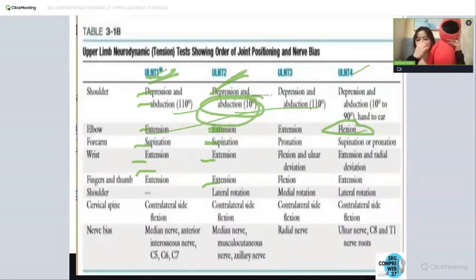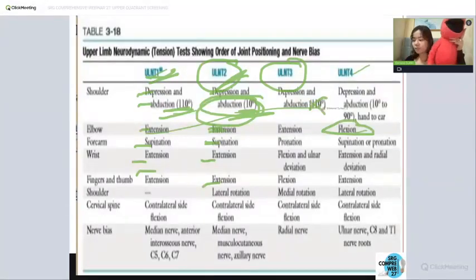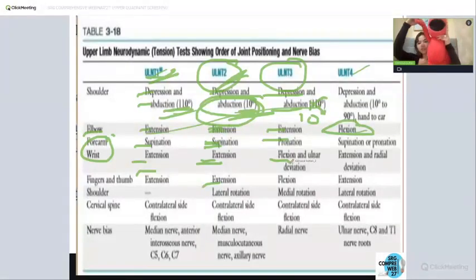Now from your ULTT2, look at your ULTT3. Parehas po sila. Mali yan, hindi yan 110. 10 degrees dapat yan. So parehas sila: depression, abduction to 10 degrees, extension of the elbow, pero nagkaiba lang with forearm and wrist. Instead of supination and extension, it's pronation and flexion. So basically, ULTT1, binaba mo ULTT2, ikot mo, that's ULTT3. So instead of supination, pronation na nangyayari, and instead of extension, flexion na nangyayari. So ULTT1, baba mo, ULTT2, ikot mo yung kamay mo, that is ULTT3. Nasundan po yun? Okay.